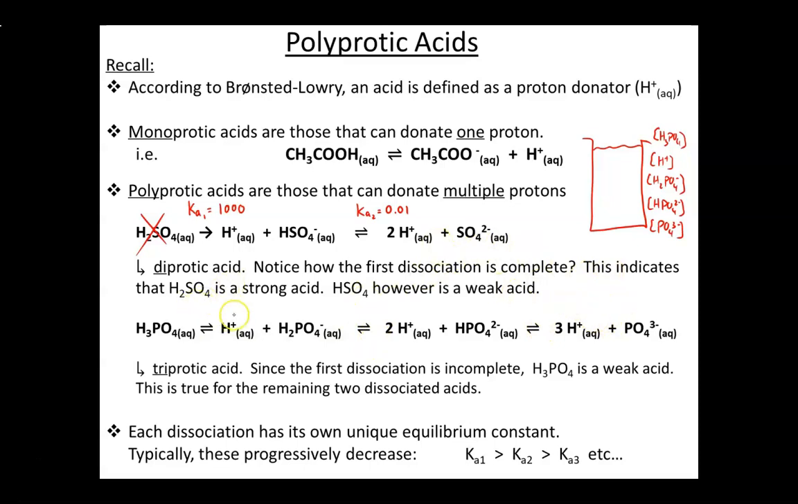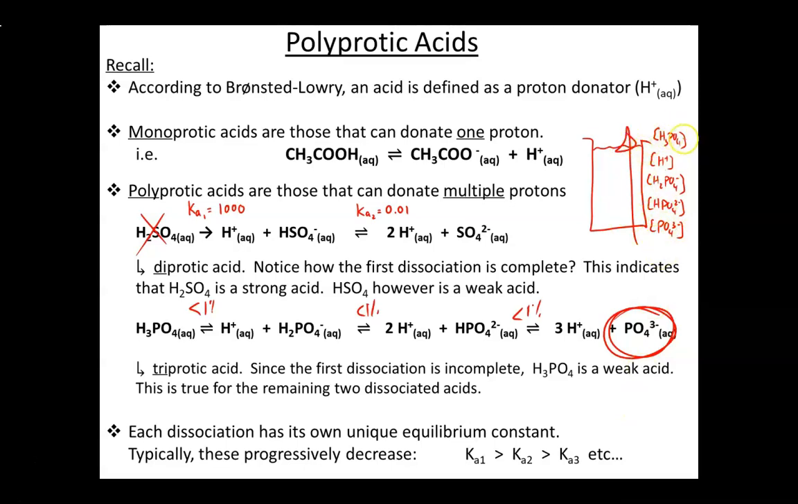So if each time you're breaking up and less than 1% actually breaks up, then that means in order to get to this step over here, only 1% of 1% of 1% will finally make it to the phosphate level. So that's why the concentration of ions in a solution of phosphoric acid in increasing order would be this.